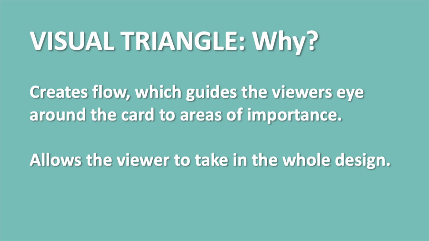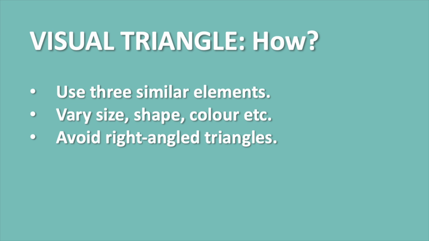So how do we go about creating a visual triangle? Well, you need 3 similar elements on the front of your card. You can vary the size, shape, colour, the overall weight of those elements. You can have one larger than the other 2, or you could have a colourful one and the other 2 be black and white, something like that. A personal preference of mine is to avoid right-angled triangles. I like to have my visual triangles look a little bit wonky, and I'll show you what I mean as we make today's card.